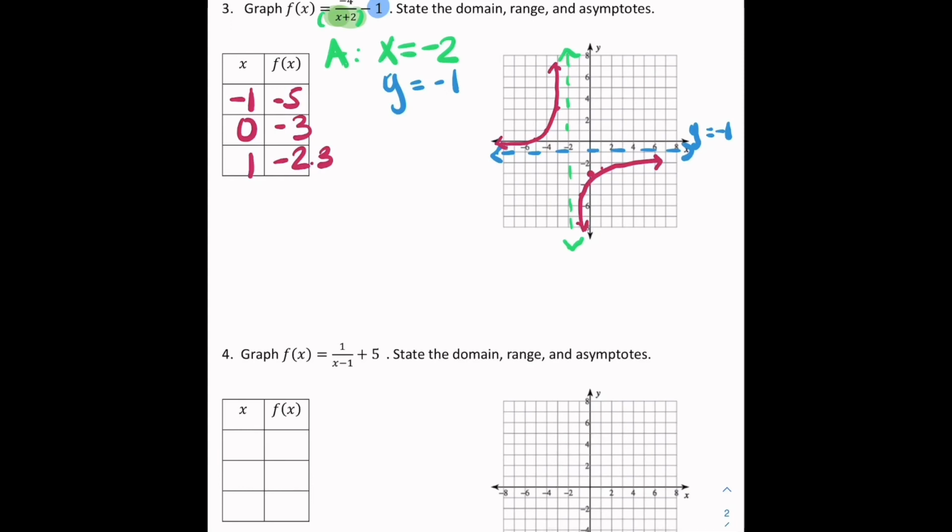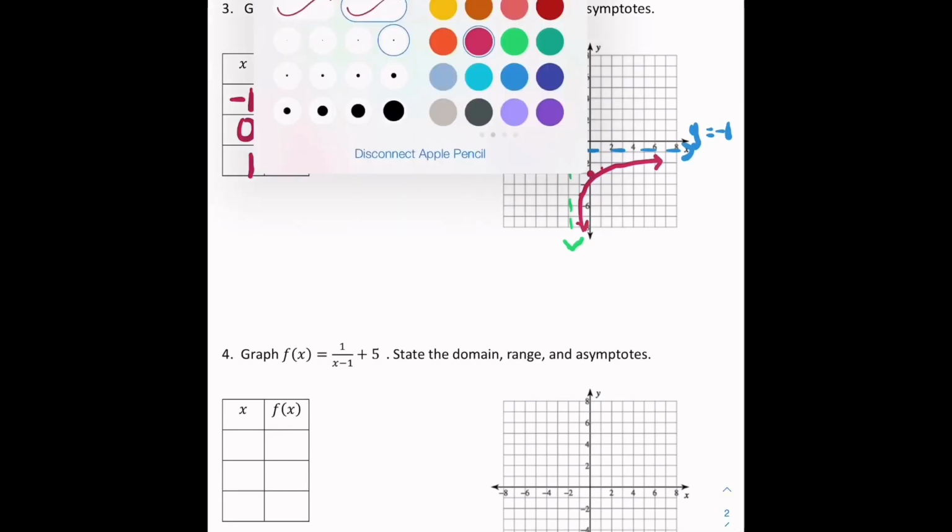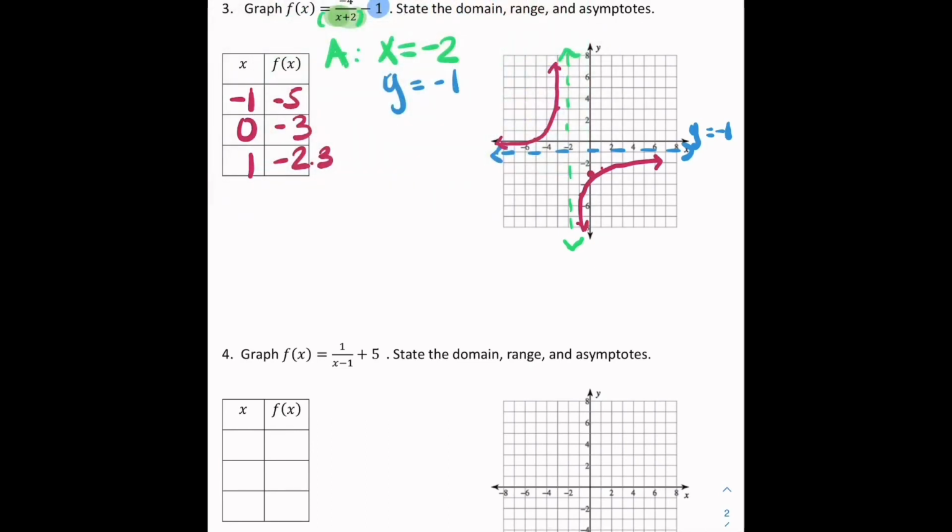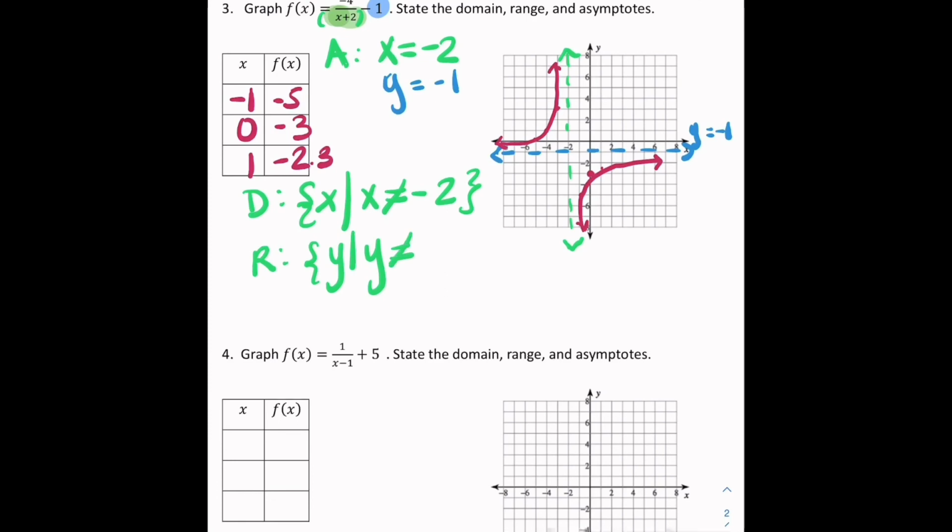So let's go ahead and mention the domain and range, since we've already written down the asymptotes. So for domain, it is all real numbers x such that x cannot equal, and now you have to look at your asymptote. So we're so used to putting 0, but now it's negative 2. So watch out for that. Same thing for range, you need to watch out. So it's going to be all real numbers y such that y cannot equal. Look at your asymptote, negative 1. Now you're done.